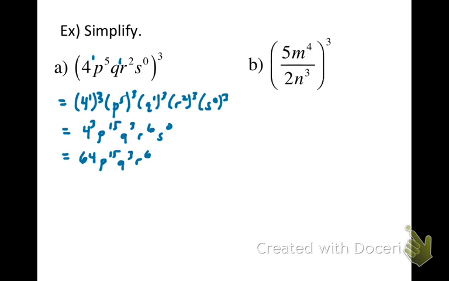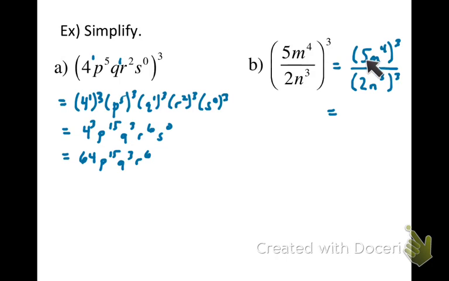Okay, then for part B, we're raising a quotient to a power. And we said to raise a quotient to a power, or a fraction if you prefer to say it that way, you raise the numerator and the denominator both to that power. So here I would have to raise 5m to the 4th to the 3rd power, as well as 2n cubed to the 3rd power.